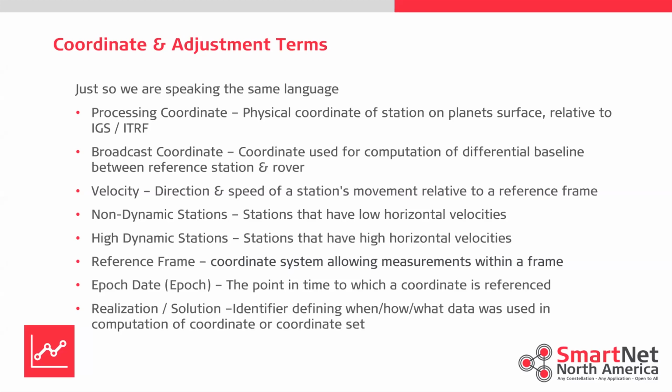You'll hear me say later non-dynamic stations. These are stations that have very low horizontal velocities. You'll hear us say high dynamic stations. These are stations that have high horizontal velocities. You'll hear us say reference frame. This is the coordinate system allowing measurement within that frame. So this is NAD83. This is IGS, ITRF. These are reference frames that you've probably heard of before.